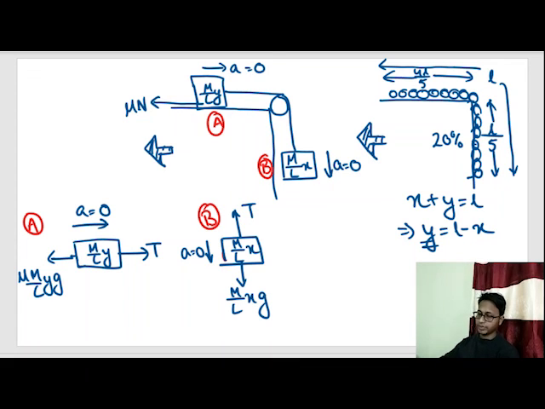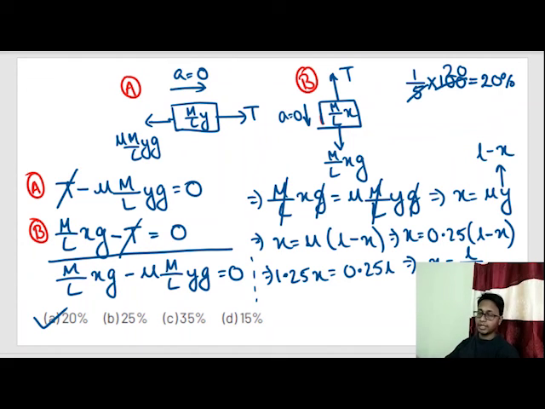So this is the end of Newton's laws of motion and friction. In the next chapter, we will start learning about work energy theorem.